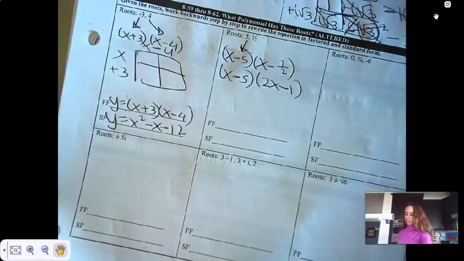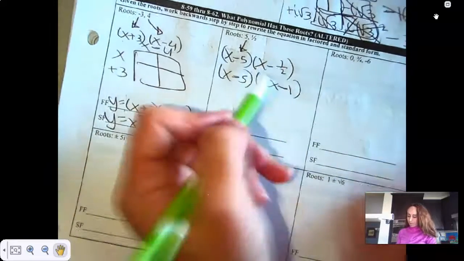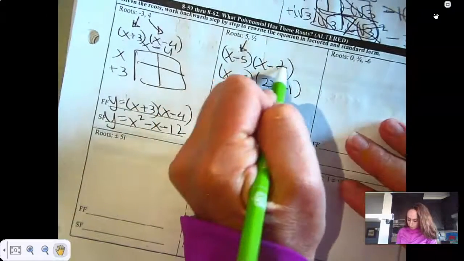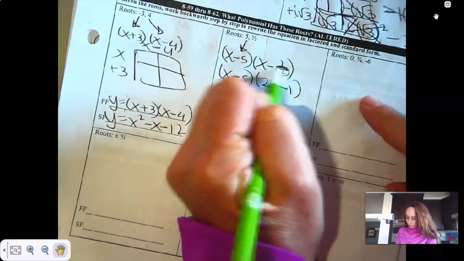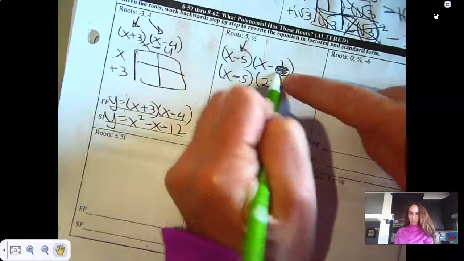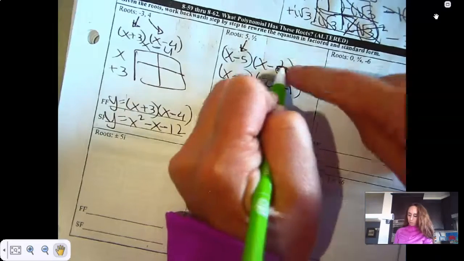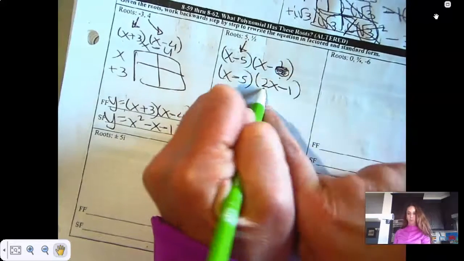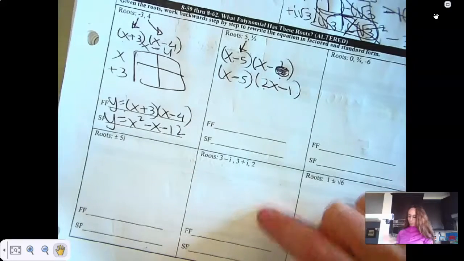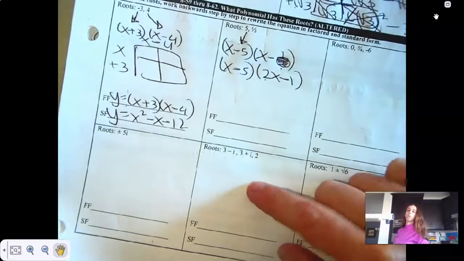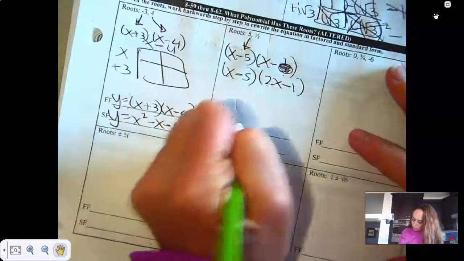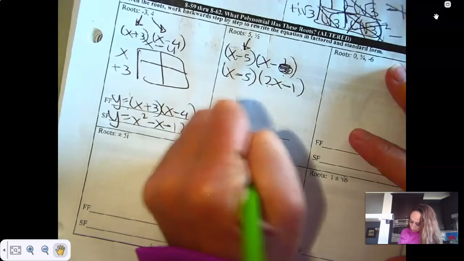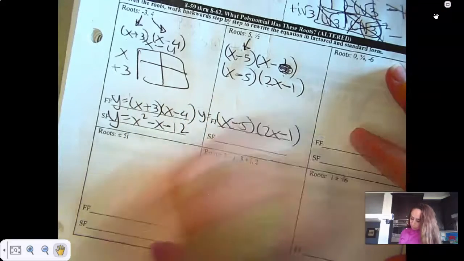And some of you go, but how do I know that? Well, let's look at the x minus 1/2. What makes it a fraction? This 2 on the bottom. If this 2 wasn't there, then it would just be x minus 1. So instead of dividing by 2, why don't I multiply that by 2? Let's keep the 1 in its spot. The issue is usually the bottom number. So now I go y equals x minus 5, 2x minus 1.